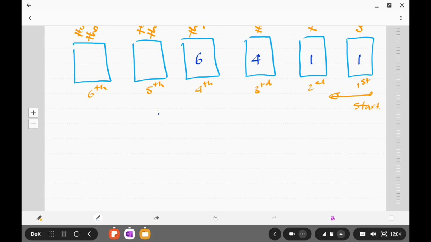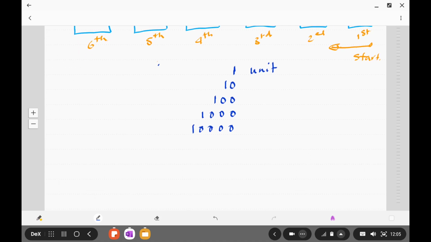So in a nutshell, what we are saying is 1 is a unit on its own, so 1 to 9. Then if we add one more 0, that becomes 10. If we add one more 0, 2 zeros, then that becomes 100. 3 zeros becomes 1,000. 4 zeros becomes 10,000. 5 zeros becomes 100,000. And 6 zeros becomes 1,000,000.